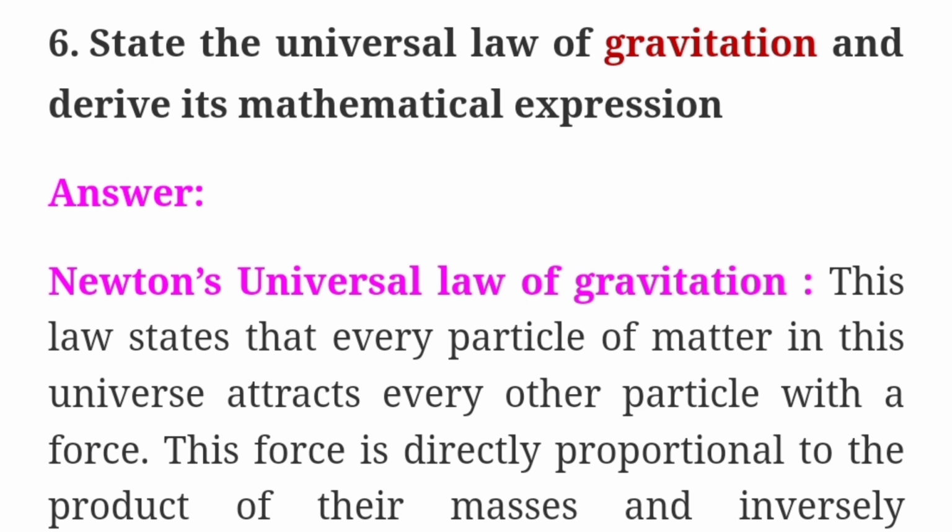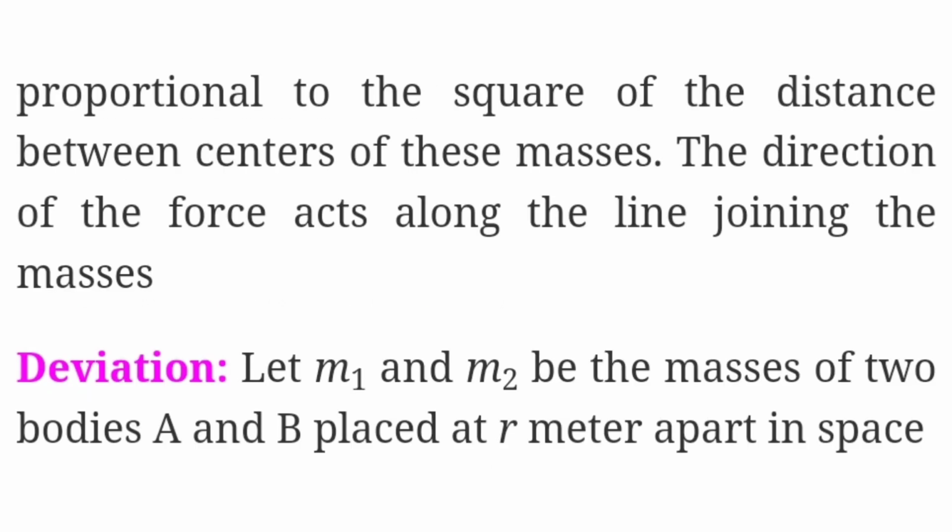This law states that every particle of matter in this universe attracts every other particle with a force. This force is directly proportional to the product of their masses and inversely proportional to the square of the distance between the centers of these masses. The direction of the force acts along the line joining the masses. Derivation. Let m1 and m2 be the masses of two bodies A and B placed r meter apart in space.